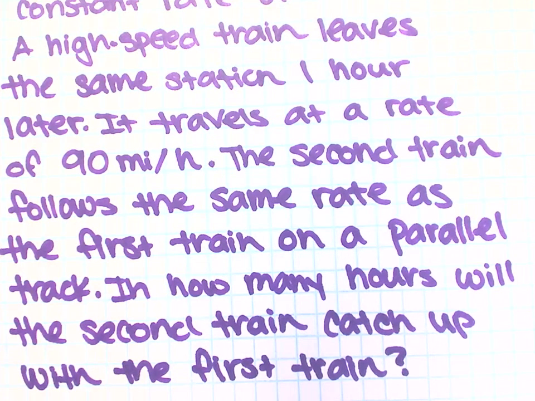A train leaves the station at 1 p.m. It travels at a constant rate of 72 miles an hour. So think one train's leaving, they leave at 1, it's going 72 miles an hour. Then you have a high-speed train, it leaves an hour later, but it goes 90 miles an hour.